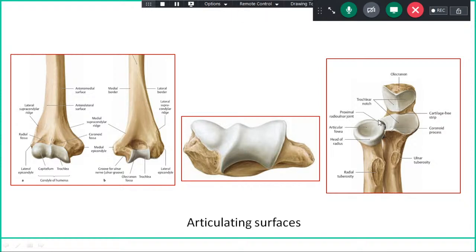Here you can see the proximal radioulnar joint, the head of the radius, and the depression or the articular fovea which is present on the superior surface of the head, which actually comes in contact with the capitulum of the condyle of the humerus.